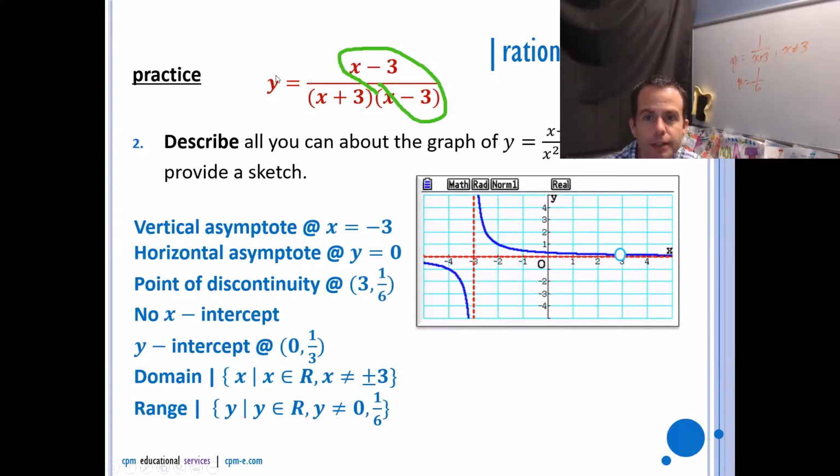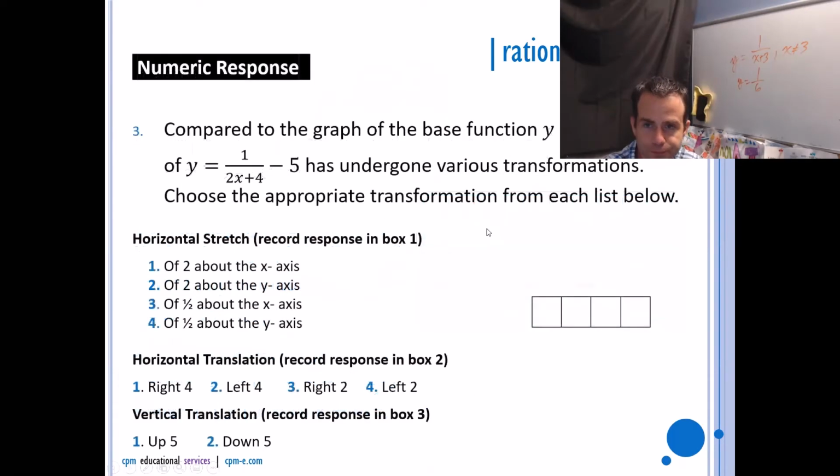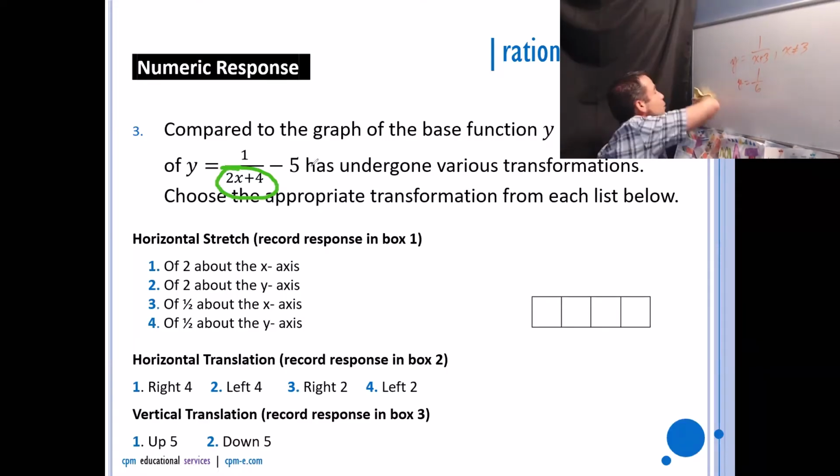Good job. All right, let's take that ink off. Okay, compared to the graph of the base function y equals 1 over x, the graph of y equals 1 over (2x plus 4) minus 5 has undergone various transformations. Choose the appropriate transformation from each list below. So horizontal stretch, first of all, right off the bat, I would want you to look at that and say, hey, I'm not in factored form. So I want to write that as 1 over 2(x plus 2).